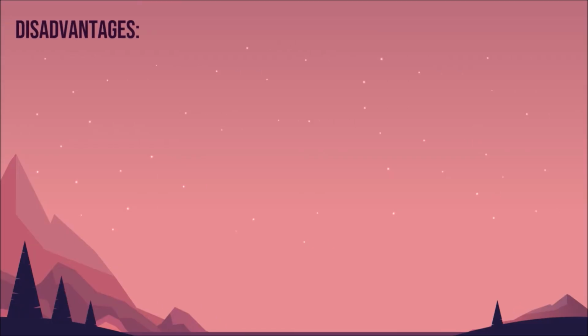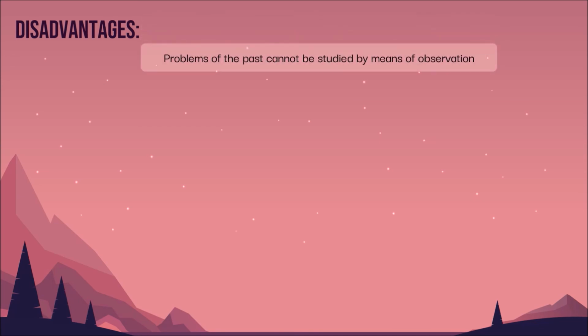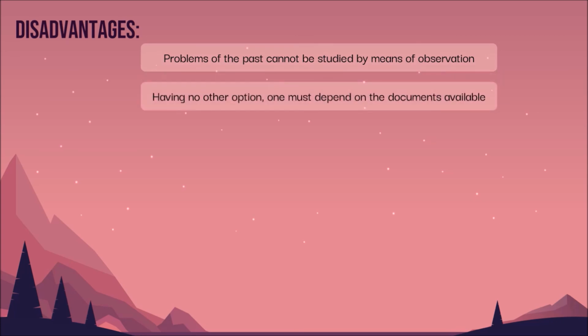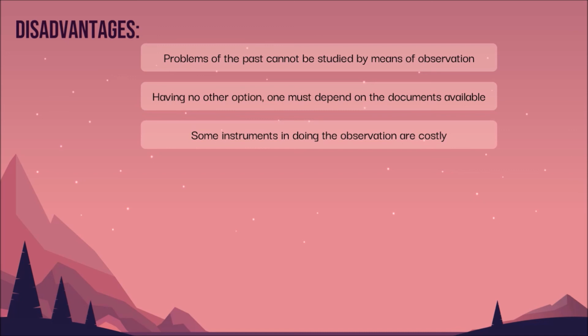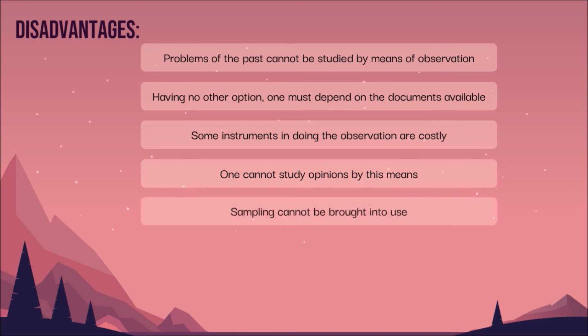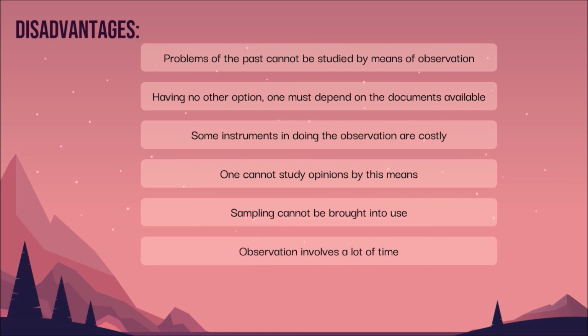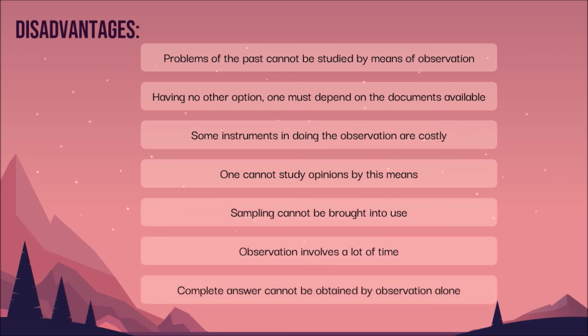Let's take a look at the disadvantages of observation. First, the problems of the past cannot be studied by means of observation. Having no other option, one must depend on the documents available. Then, some instruments used in observation are costly. The next one is that one cannot study opinions by this means. Sampling also cannot be brought into use, observation involves a lot of time, and lastly, a complete answer cannot be obtained by observation alone.